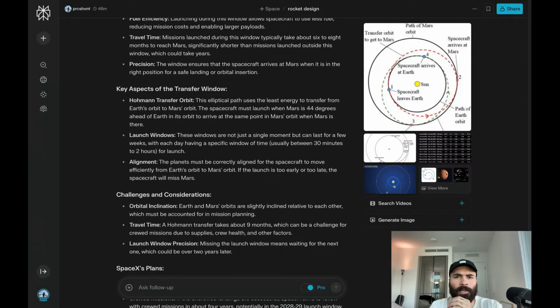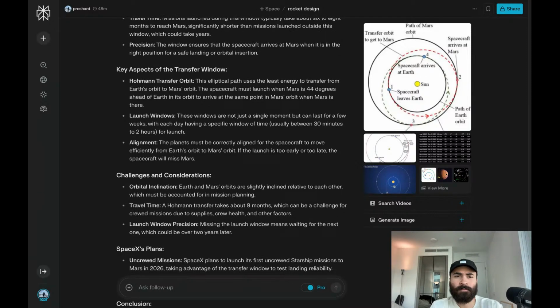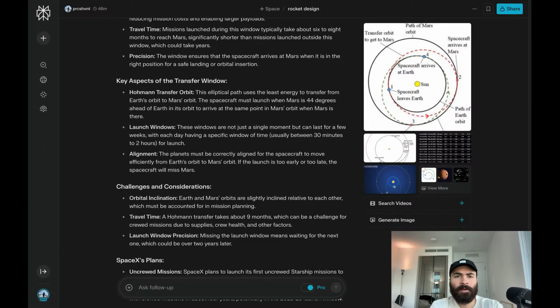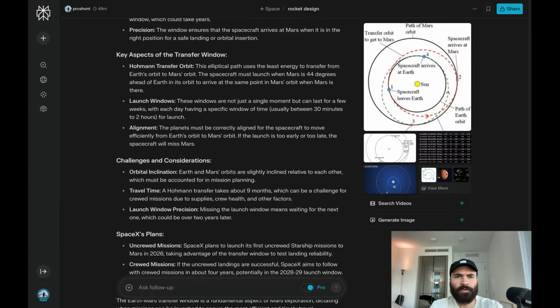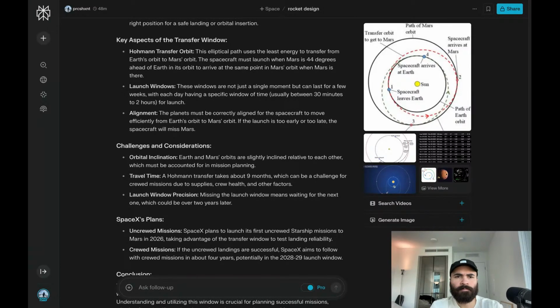Launches during this window typically take about 6 to 8 months to reach Mars, significantly shorter than missions launched outside this window, which could take years. 6 to 8 months is not bad. Okay. The window ensures the spacecraft arrives at Mars when it is in the right position for a safe landing or orbital insertion. This elliptical path uses the least energy to transfer from Earth's orbit to Mars orbit. The spacecraft must launch when Mars is 42 degrees ahead of Earth in its orbit to arrive at the same point in Mars orbit when Mars is there.